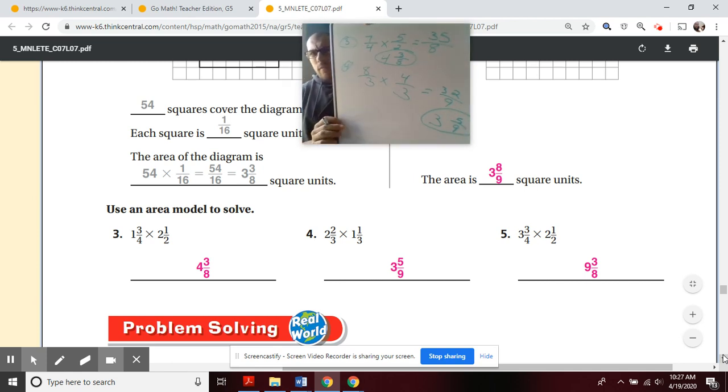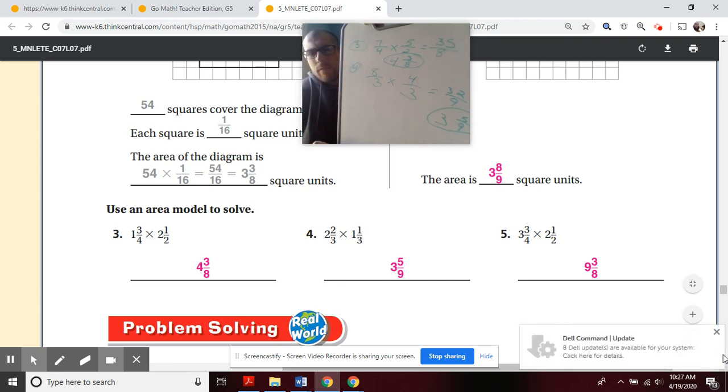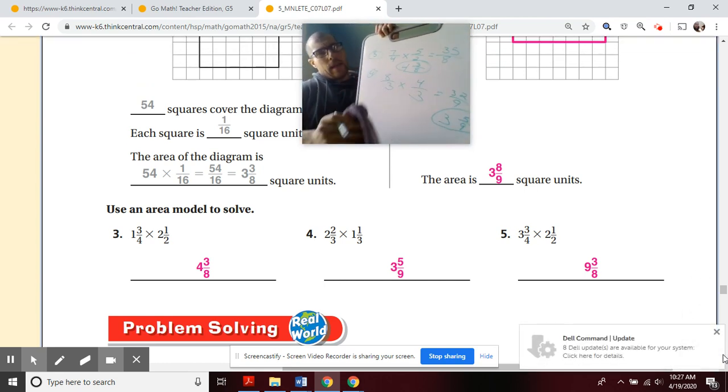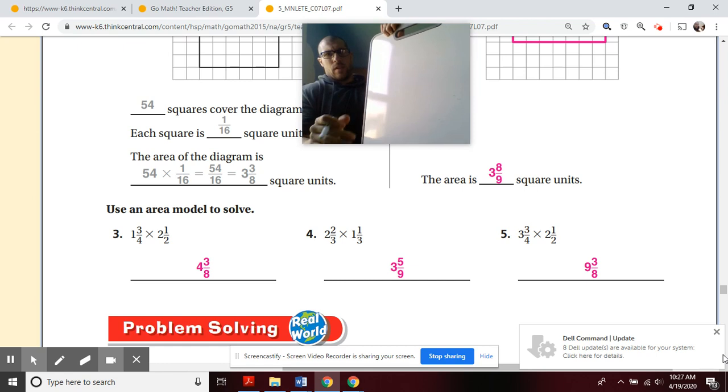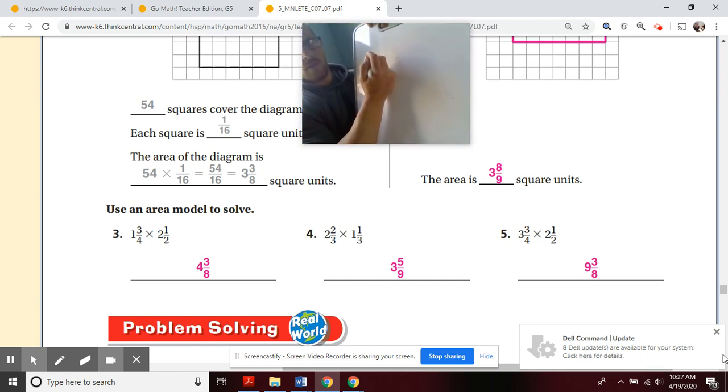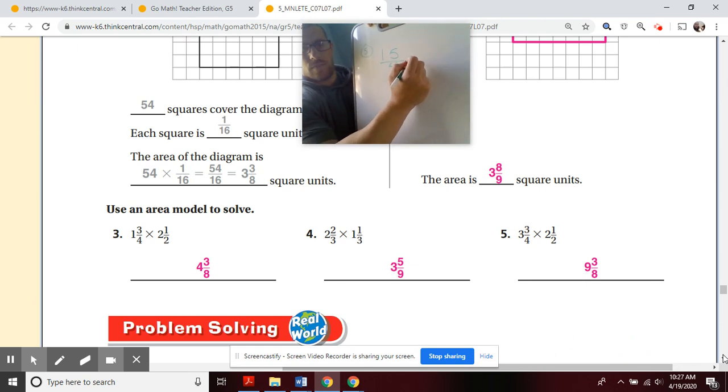And finally, number 5. 3 3/4 times 2 1/2. Let's erase these two. 3 3/4. 4 times 3 is 12, plus 3 is 15. So 15 over, my denominator never changes, times 2 times 2 is 4, plus 1 is 5, over 2.